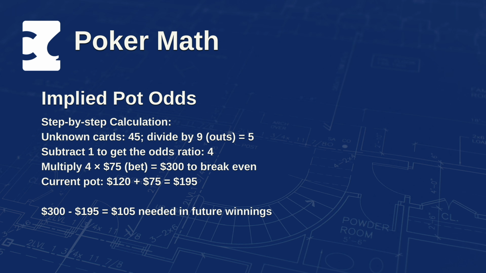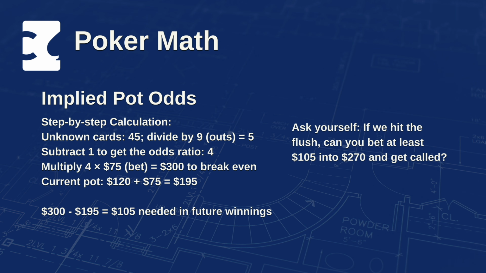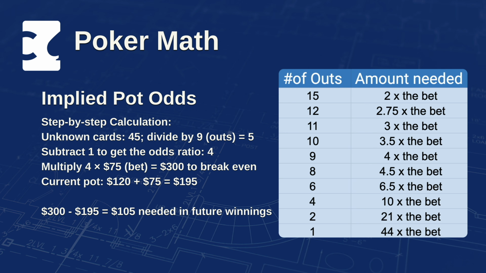If we make the call, there would be $270 in the pot since our call would be added there, and we have plenty of money behind. So we need to ask ourselves, if we hit the flush, can we bet at least $105 into $270 and get called? The more likely we think this is true, the more we call. Also, there's a cheat sheet you can follow that will show you the number to multiply the bet by to help figure this out, and it should be right here.